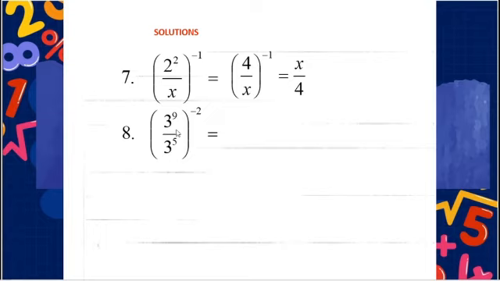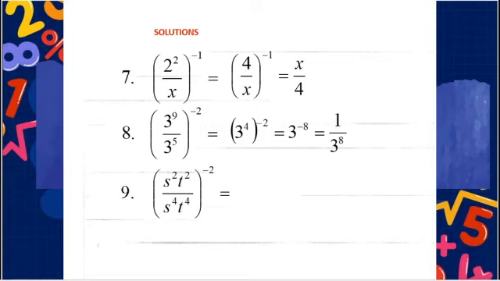Okay, so pwede muna nating i-simplify yung nasa loob using the quotient of power. 9 minus 5 is 3 to the 4th. Tsaka tayo mag-power rule. 4 times negative 2 is negative 8. So, negative yung exponent, so reciprocal natin. So, that is 1 over 3 to the 8th power. Next. How about this one?